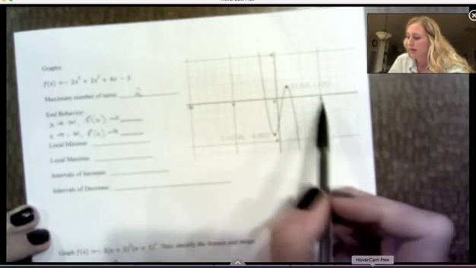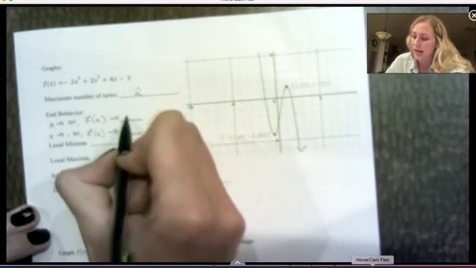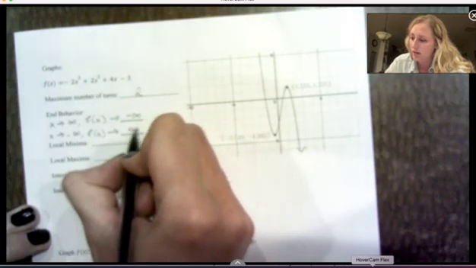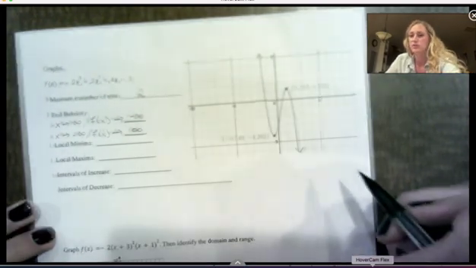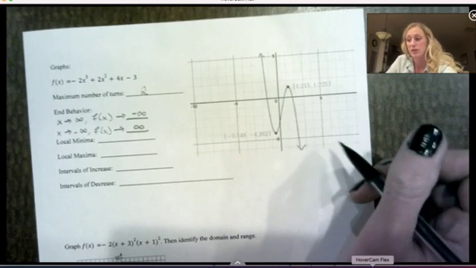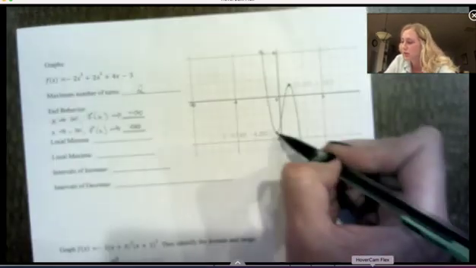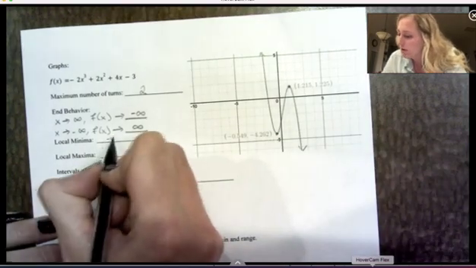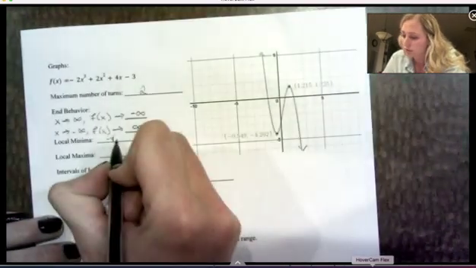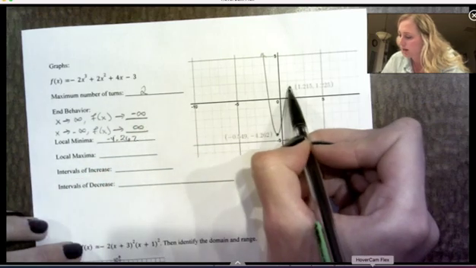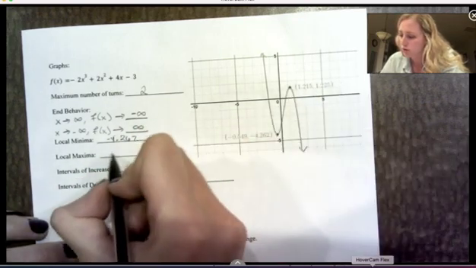So on the right side, our graph is going down, and on the left side, our graph is going up. All right, so now our local min and max, that's where I have a hill or a valley, right? So minimum is a valley. We want to give the y coordinate, so negative 4.262. Max is our hill. Y value there is 1.225.